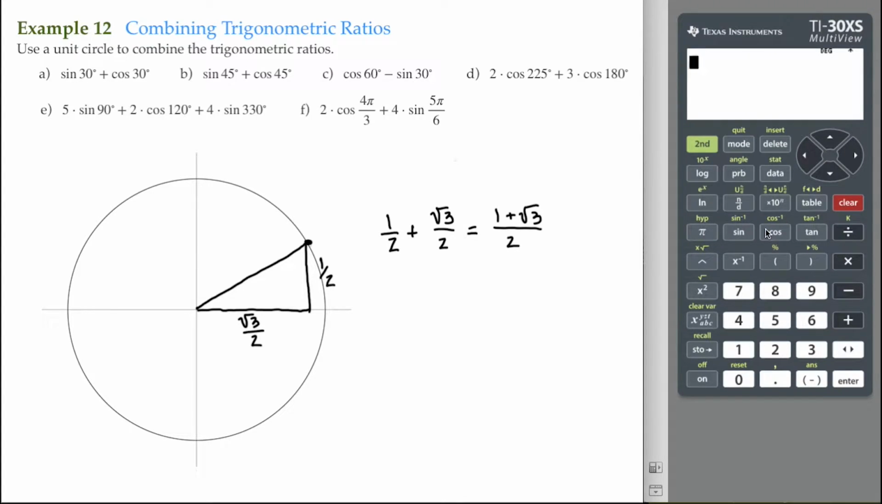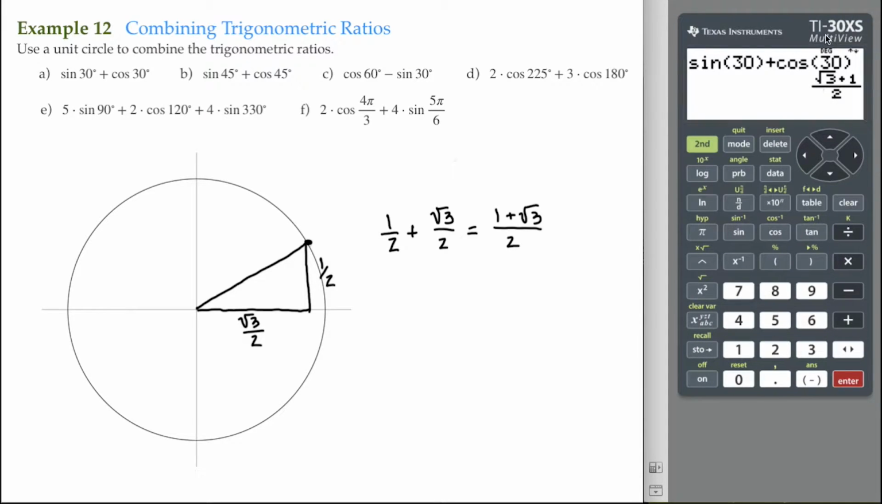Make sure that you are in degree mode. We're dealing with degrees. That's 30 degrees. So we have to make sure we are in degree mode. So I'm going to type in sine 30 degrees. Make sure you close off that parenthesis. Plus the cosine of 30 degrees. And we hit enter, and look at that. Square root of 3 plus 1 over 2. The only difference is that our terms have flip-flopped, but that's exactly what we have.